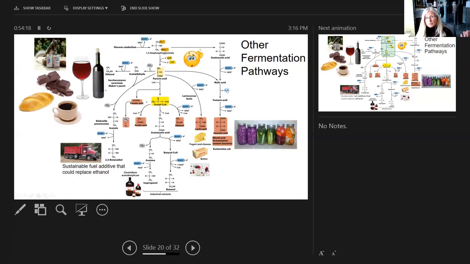So then there's all this other stuff. A couple things I want to point out. Here's a type of fermentation called a 2,3-butanediol or butanediol fermentation. It's an alcohol fermentation. Butanediol is something that's being investigated as a potential additive to put into fuel in place of ethanol. The reason for that is because ethanol is currently produced through the fermentation of corn. And when farmers are growing corn to put into gasoline, farmers are not growing food crops. So that has actually become a problem.